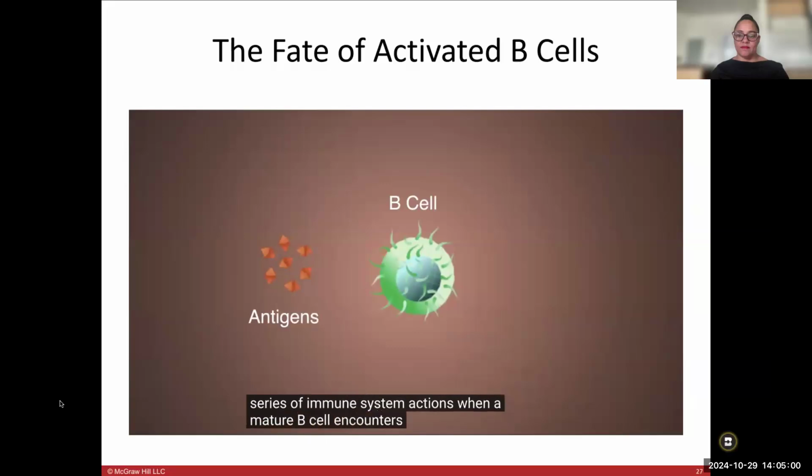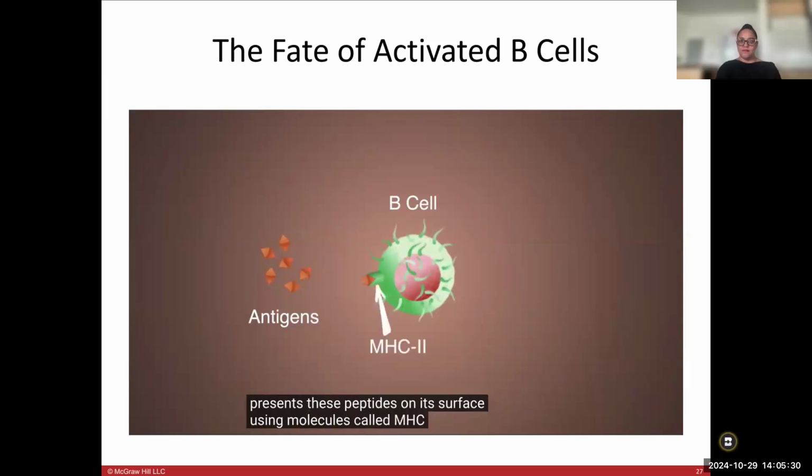When a mature B cell encounters a pathogen, something like the West Nile virus, there are B cell receptors on its surface that recognize and bind to a specific antigen. I'll call these B cell receptors BCRs from now on. The B cell then takes in the antigen-BCR complex and encloses it in a vesicle. Inside the vesicle, the antigen gets broken down into smaller pieces called peptides. The B cell then presents these peptides on its surface using molecules called MHC class 2 molecules.